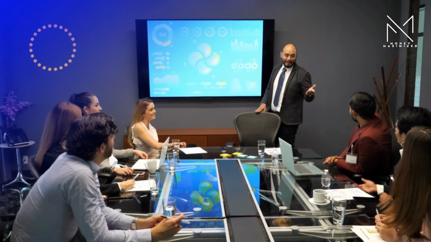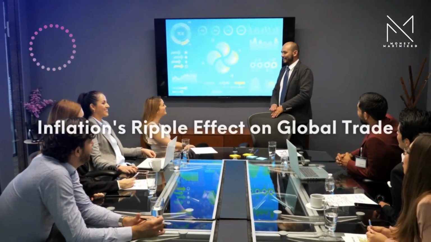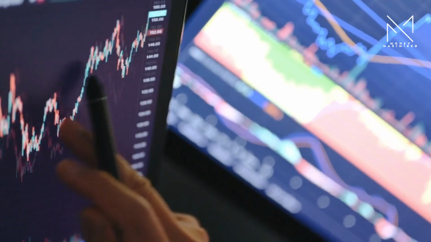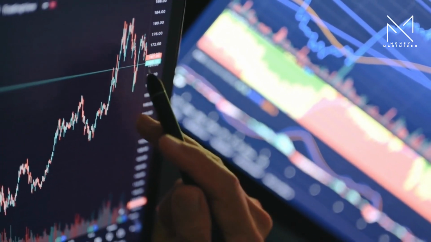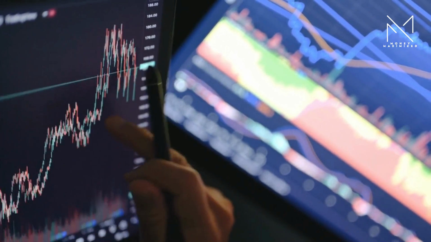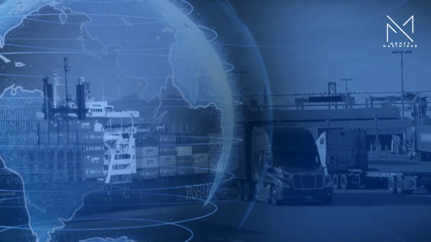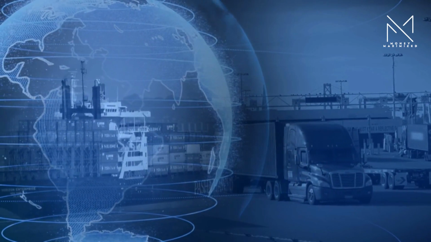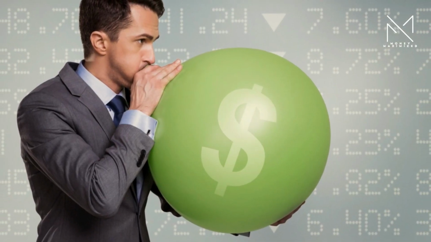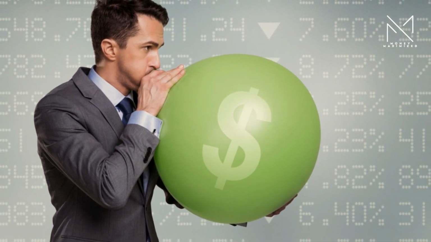Today we are going to talk about inflation's ripple effect on global trade. Inflation can significantly impact international trade by affecting a country's competitiveness, trade balance, and trade relationships with other nations. Here are the key ways in which inflation can influence international trade.